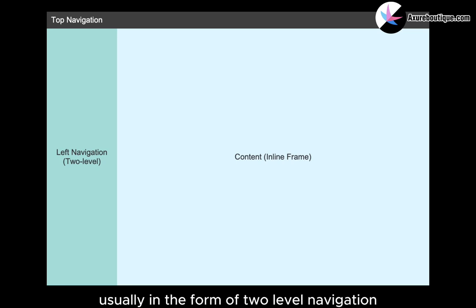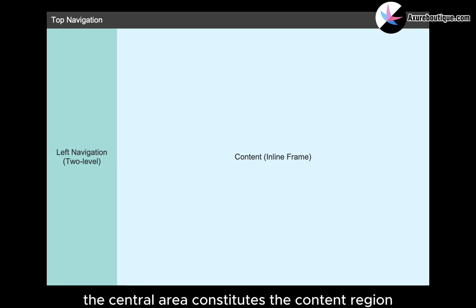For instance, the backend pages of CRM products typically follow a layout pattern with fixed top and left navigation bars and a central area. The top bar remains fixed at the screen's top. The left bar is fixed at the left side of the screen, usually in the form of two-level navigation. The central area constitutes the content region, usually accommodating tables or forms. We can refer to this navigation and layout pattern as the primary navigation and layout pattern.